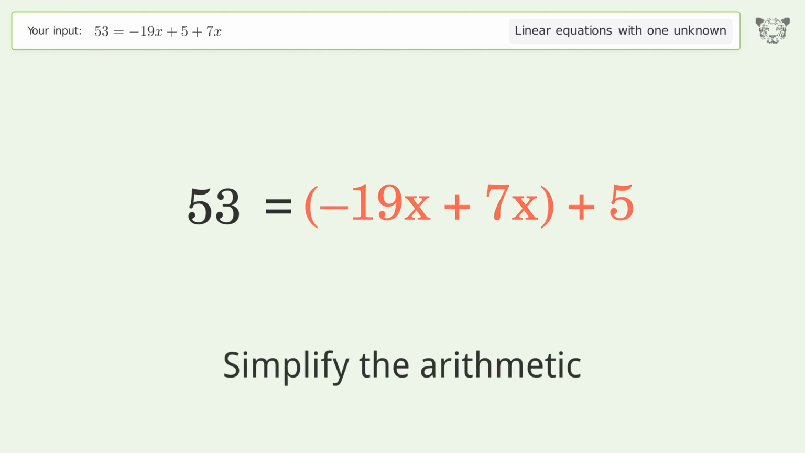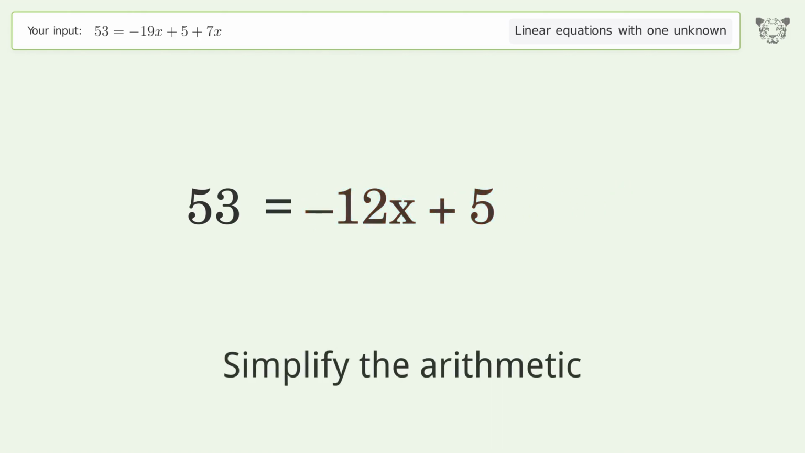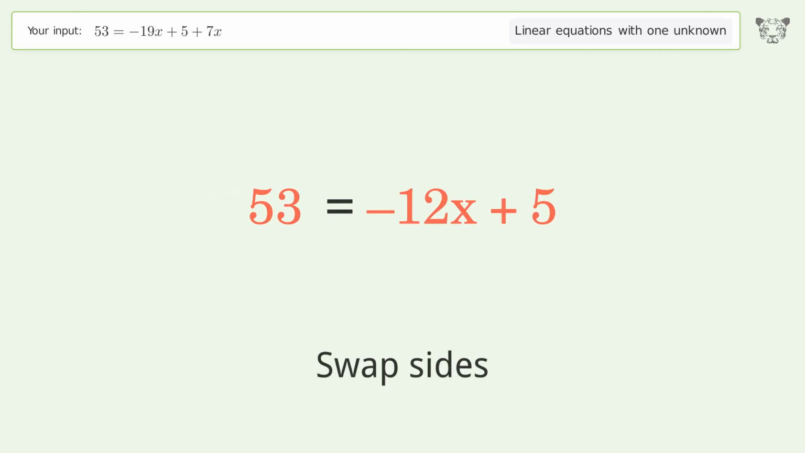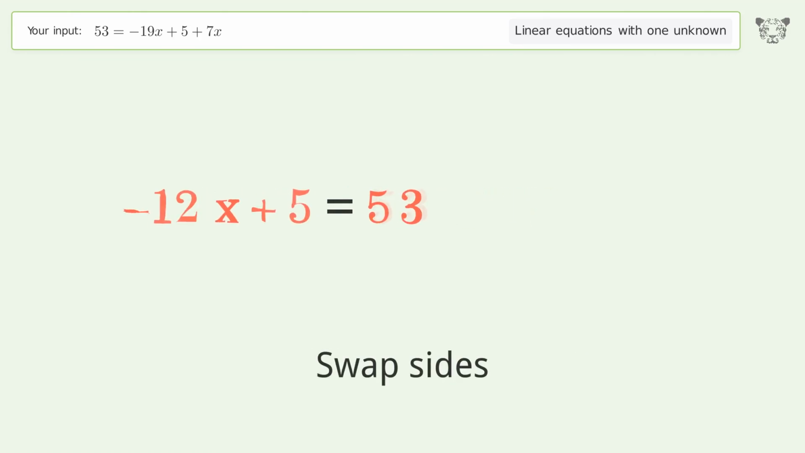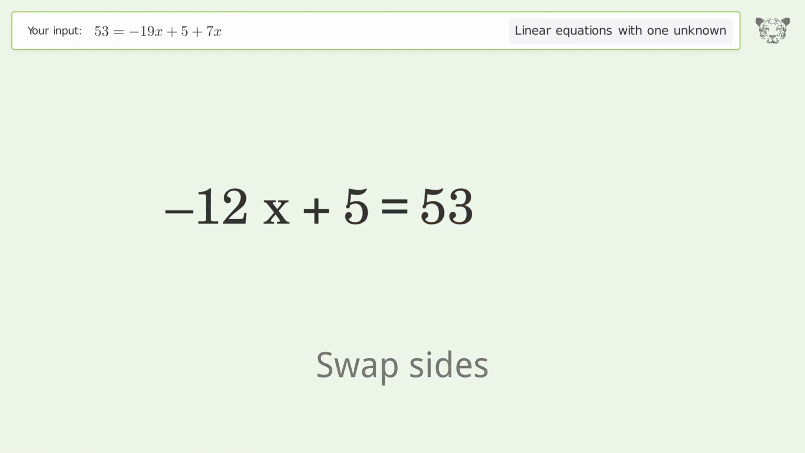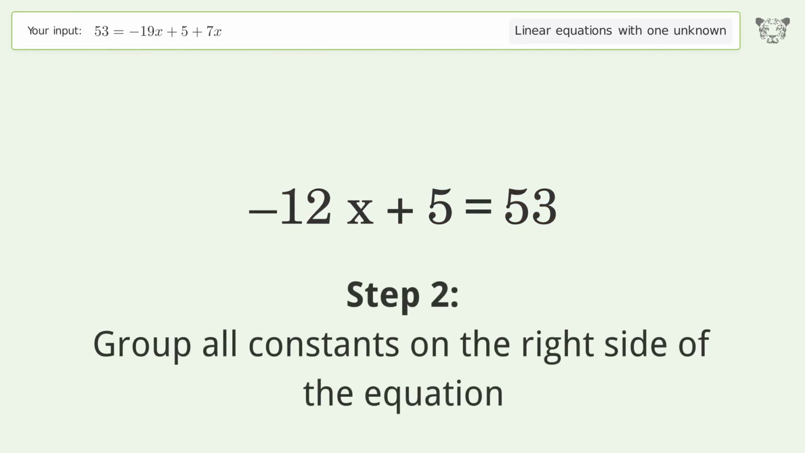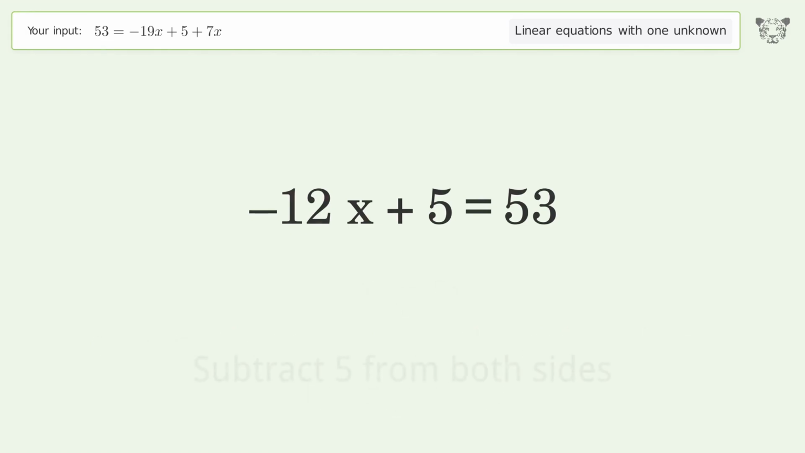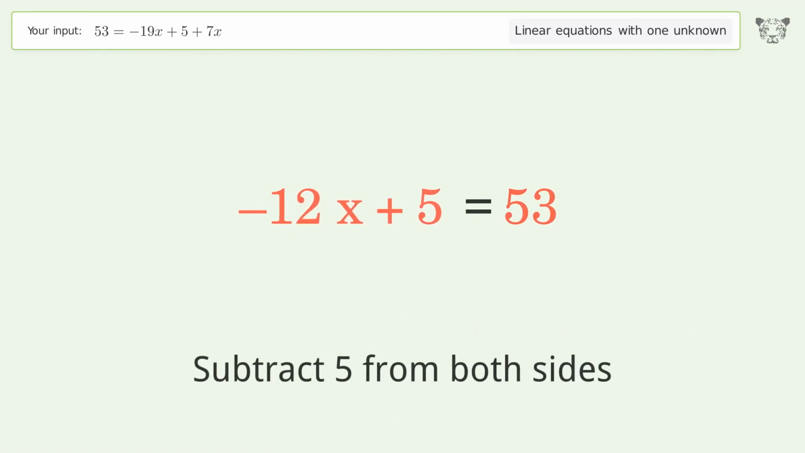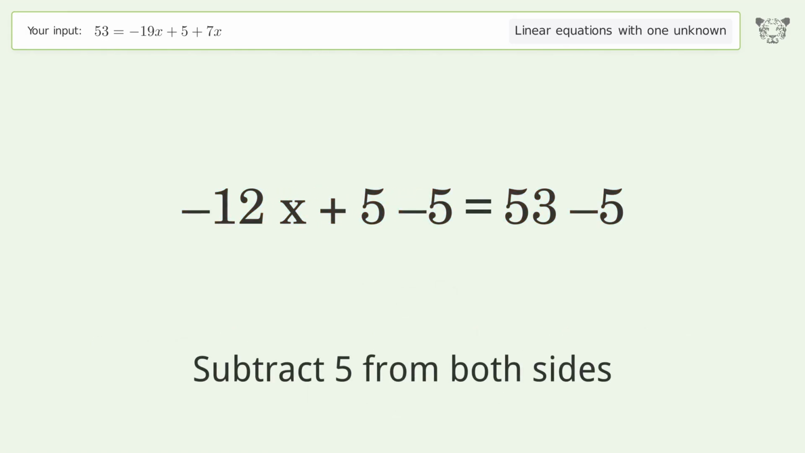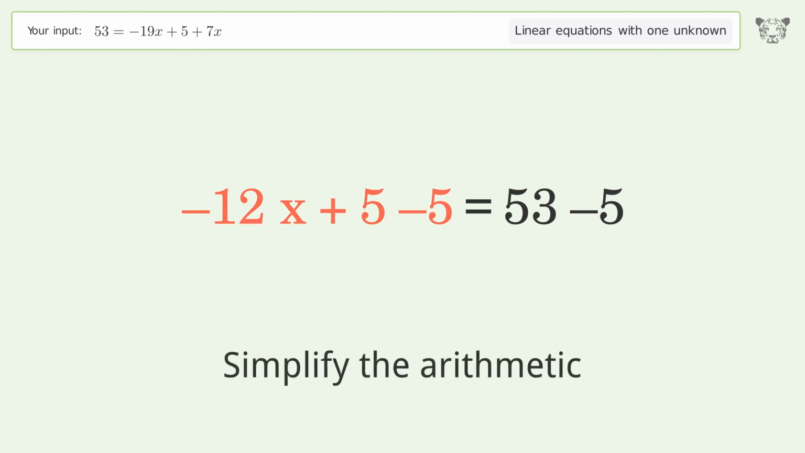Simplify the arithmetic. Swap sides. Group all constants on the right side of the equation. Subtract 5 from both sides. Simplify the arithmetic.